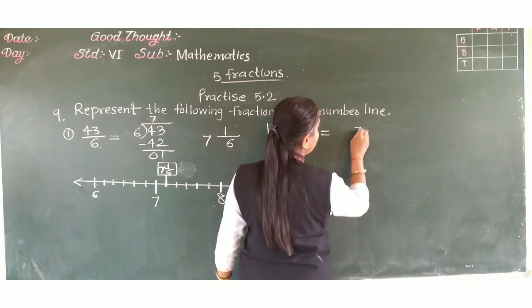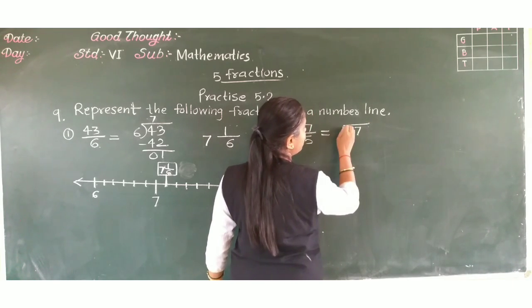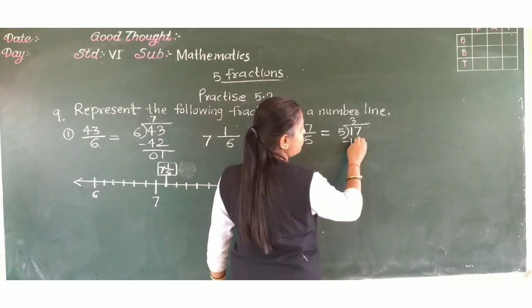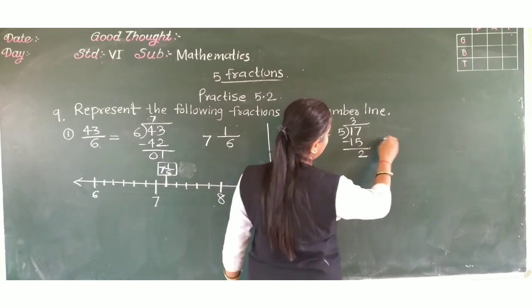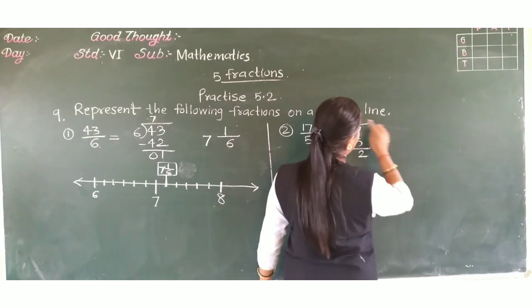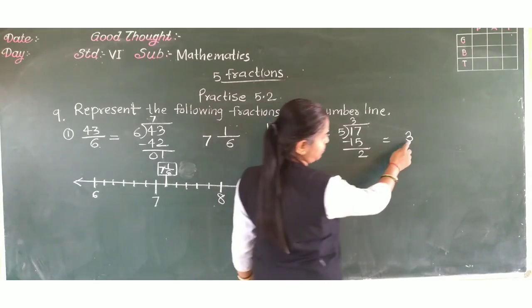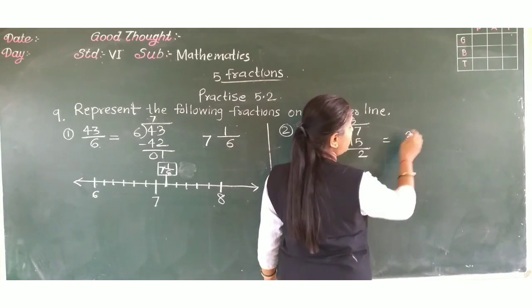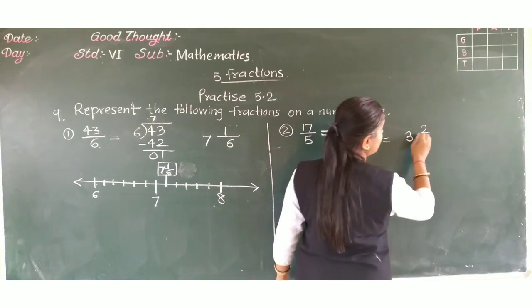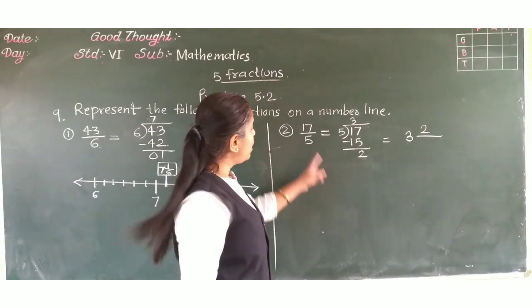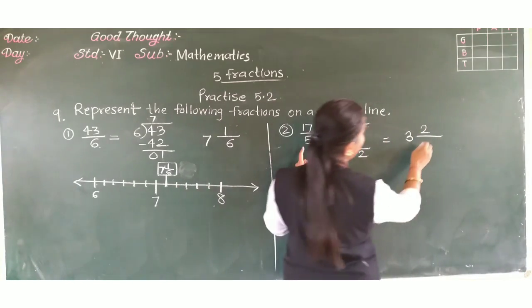Okay. Next 17 upon 5. So what do we do? Divide 17 by 5. 5 3s are 15. So quotient you will have to write as whole number. Then remainder you will have to write as numerator, and denominator 5 it will be as it is.